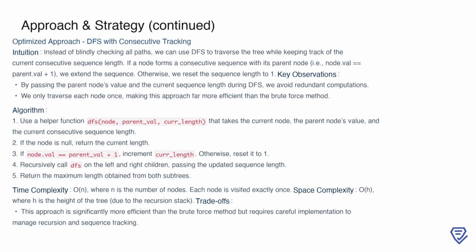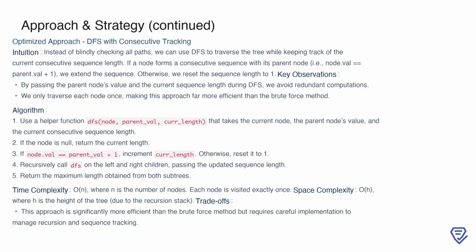If the current node's value is exactly 1 greater than its parent's value, we extend the sequence. Otherwise, we reset the sequence length to 1. To implement this, we define a helper function that takes the current node, the parent node's value, and the sequence length so far. If the node is null, we return the current sequence length.